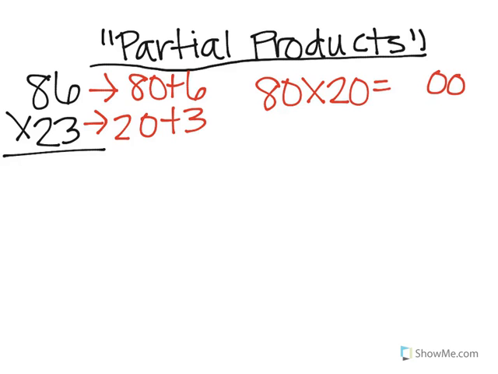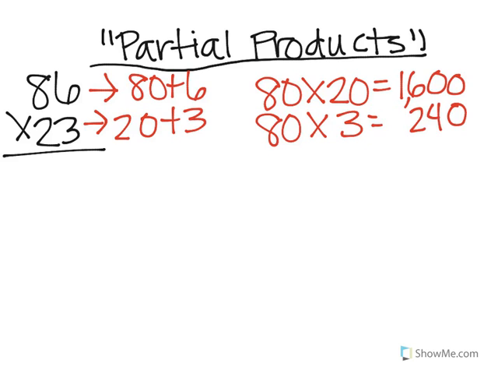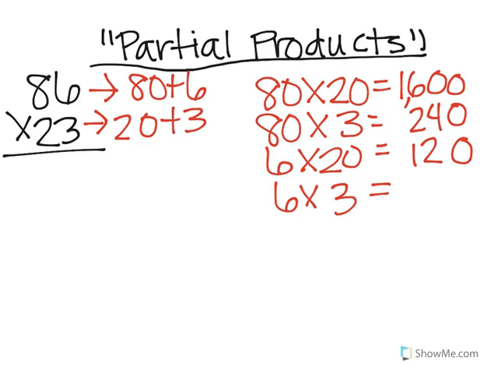So my first problem, I'm just going to take my 80 and multiply it by 20. 2 zeros in my answer. 8 times 2 is 16. Then I'm going to take my 80 and multiply it by the 3. So 1 zero in my answer. 8 times 3 is 24. Then I'm going to take my 6 and multiply it by 20. 1 zero in my answer. 6 times 2 is 12. Then I'm going to take my 6 and multiply it by the 3. 6 times 3 is 18.